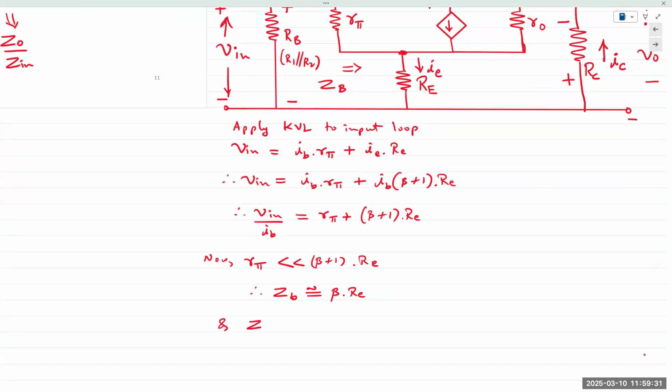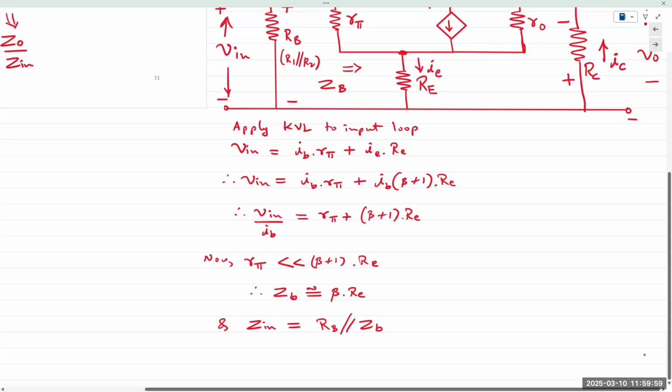And then I can find the input impedance of this circuit, RB parallel ZB. Again, ZB is the base impedance, the impedance seen from the base, and Zin is the impedance seen from the input terminals.